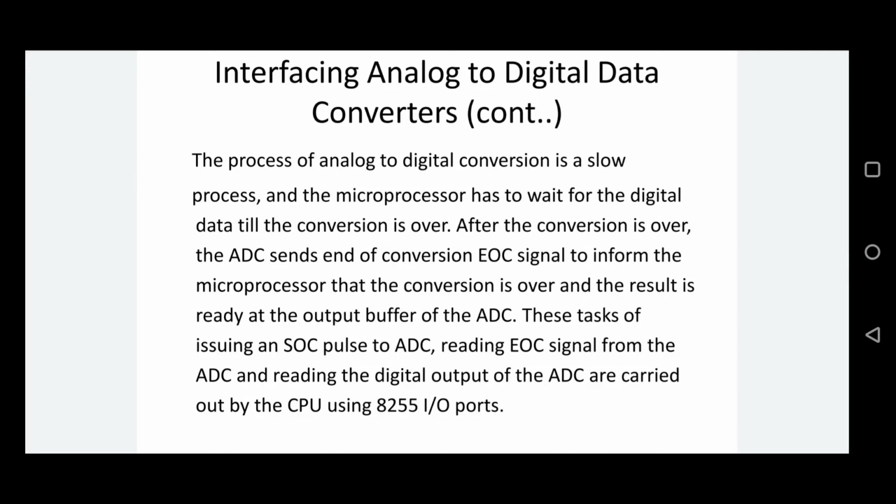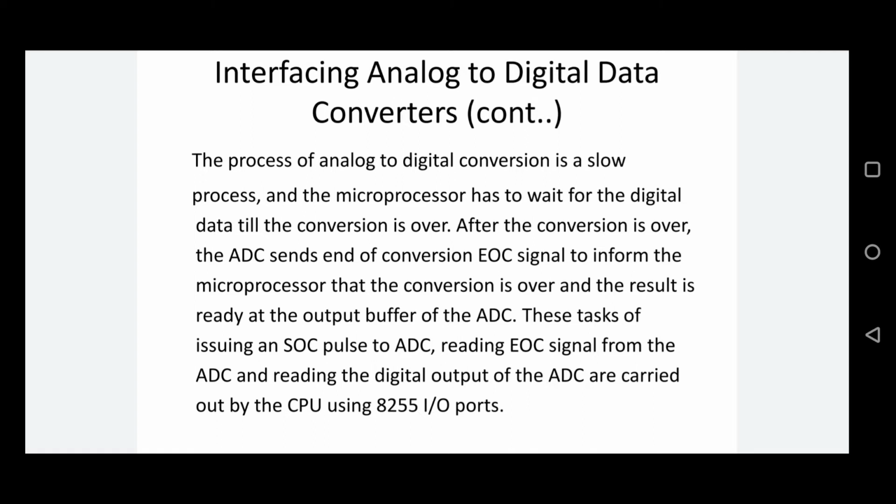The first step is the microprocessor will send a signal to the ADC. That signal is called SOC, start of conversion. After getting the start of conversion signal from the microprocessor, the ADC will start the conversion process. Once the conversion process is finished, the ADC will send a signal to the microprocessor. That signal is called EOC, end of conversion.